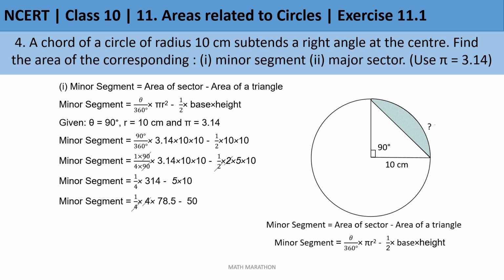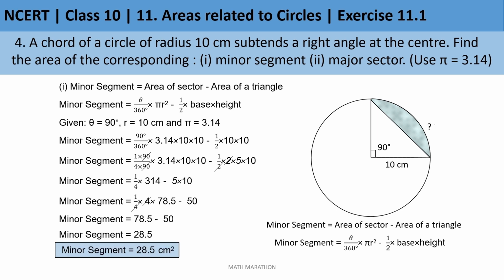In numerator, we have 4. In denominator, we have 4. We can cancel out 4. Minor segment is equal to 78.5 minus 50. Minor segment is equal to 28.5. Minor segment is equal to 28.5 centimeter square.